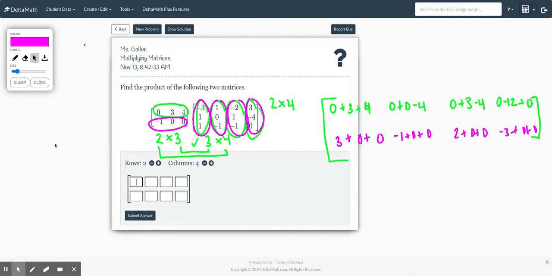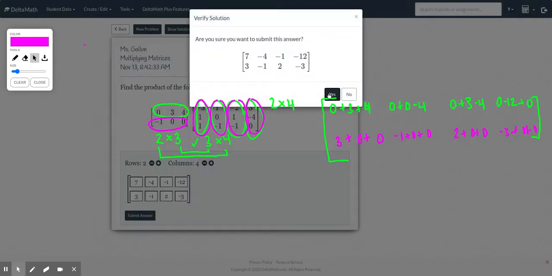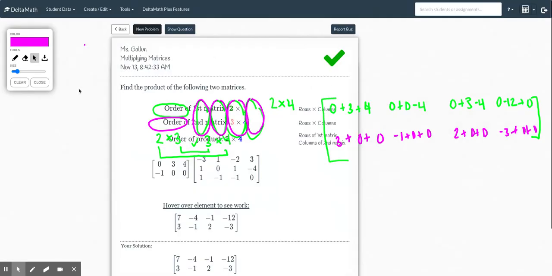I already have the order set up, and then I just have to simplify. 7, -4. 3 minus 4 is -1. -12. I'm just pushing the tab button, and that's the order it's going in. I'm doing the entire first row and then the entire second row. So 3, -1, 2, -3. Yay!